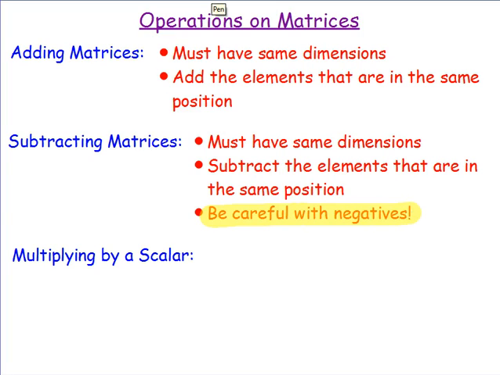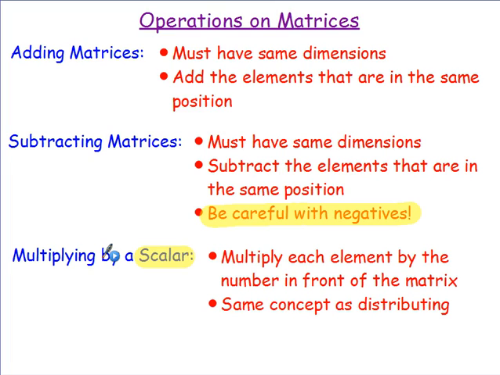And finally, this is the easy multiplying. We're going to spend an entire next lesson on regular multiplying. This is the easy kind. This is multiplying by what's called a scalar. Multiplying by a scalar, what you will see is a whole number in front of your matrix. All you have to do is multiply each element by that number in front of the matrix. Most students think of this as distributing, and that's exactly what it is. You're distributing a number to the entire matrix. So let's look at some examples.